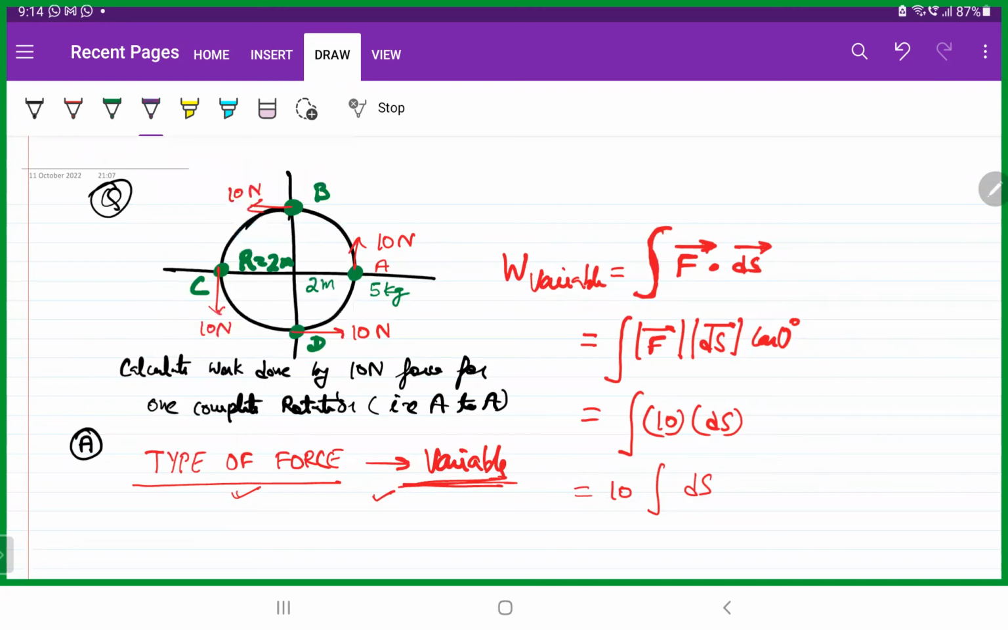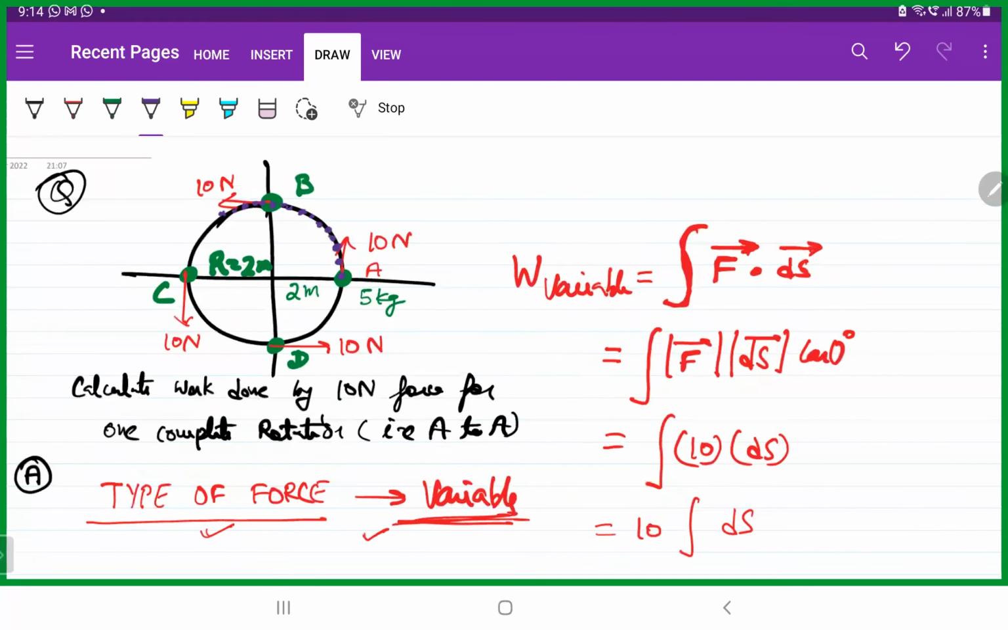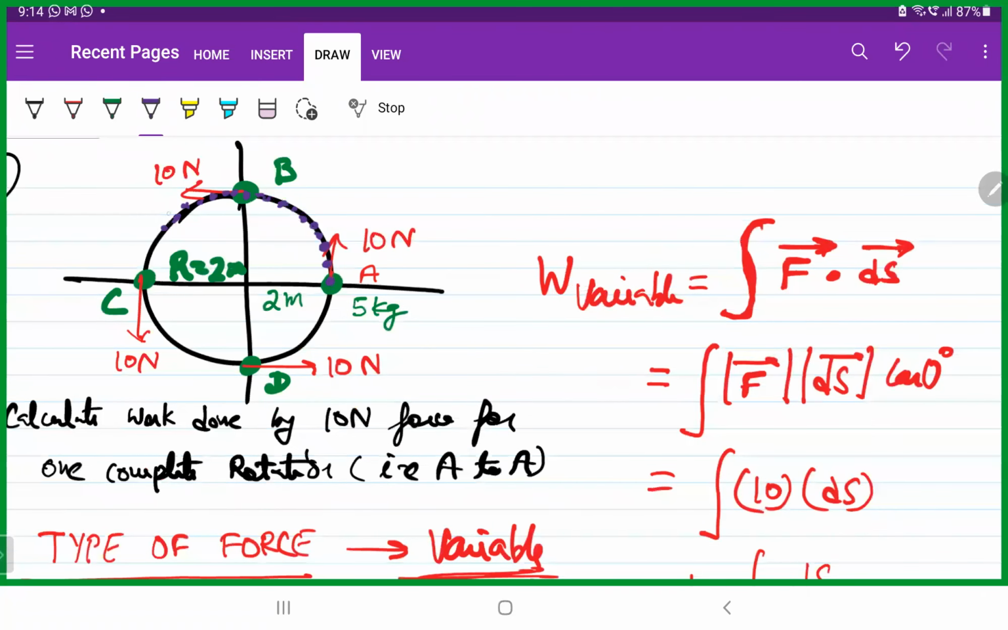What will be the sum of the small displacements? Remember, not the total displacement. We should not see the total displacement. The object goes from here to here, then here to here, here to here. Very small displacements. I'm showing this big, but it's very small. If you add this ds, this ds, this ds, everything has to be added, because integration is nothing but the summation of the terms.